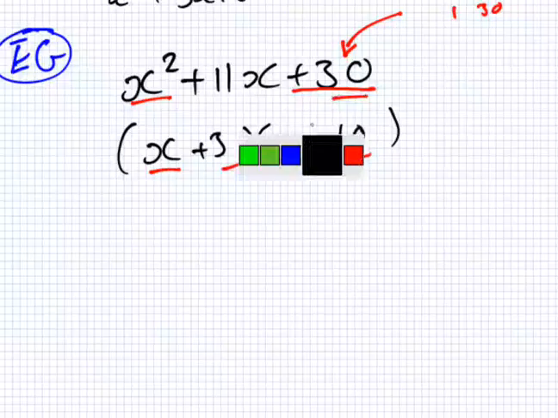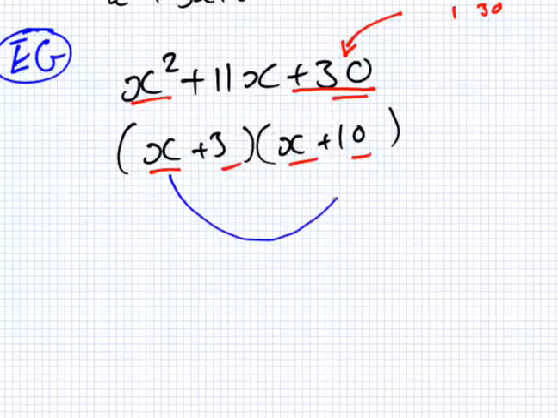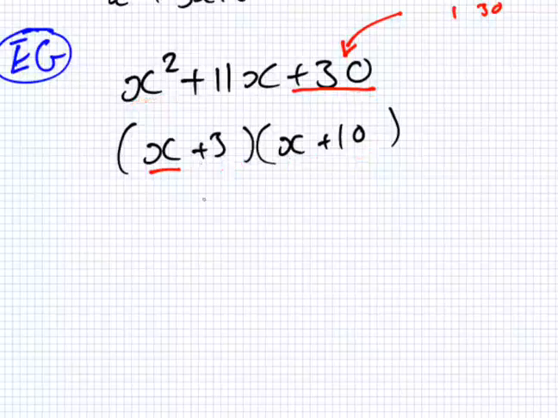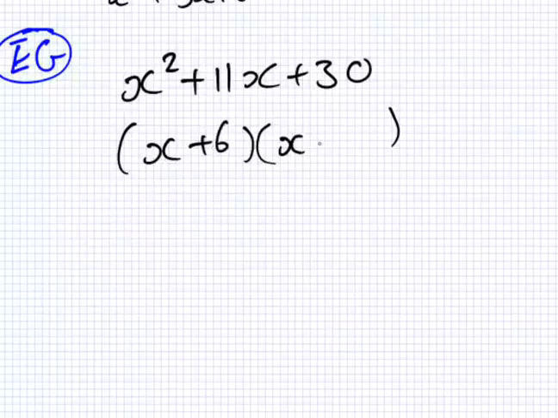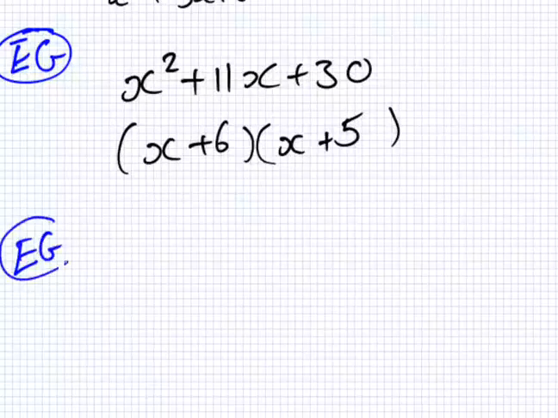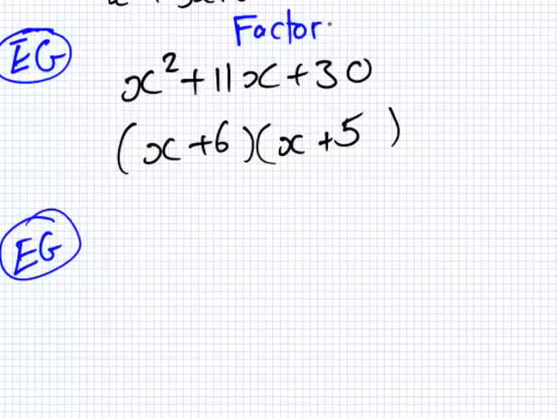For these, we need 2 brackets, with x here and here. What you do first is you look at the 30 at the back and think about what numbers multiply to make plus 30. It's going to be like 1 and 30, 2 and 15, 3 and 10, 5 and 6. And then you look at the piece in the middle, plus 11, and think which of these numbers can add to make 11? 5 and 6. So only 5 and 6.